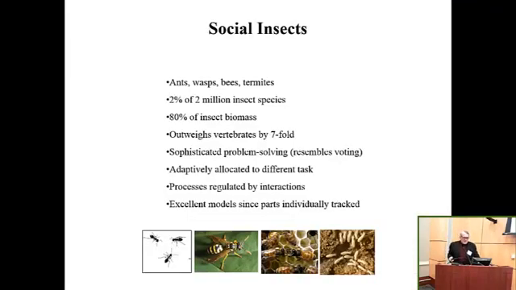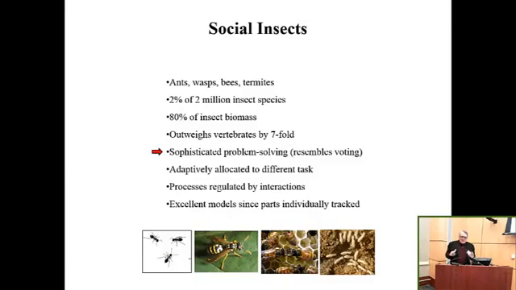They fall into 4 categories: the ants, wasps, bees, and termites. I have pictures there at the bottom. They are 2% of the 2 million insect species, but basically 80% of all insect biomass, and they outweigh the vertebrates by 7-fold. You could run outside here, and, what is this, April? Anyway, ants are out there. There are a lot of social insects, we all know that. And their sophisticated problem solving resembles voting.